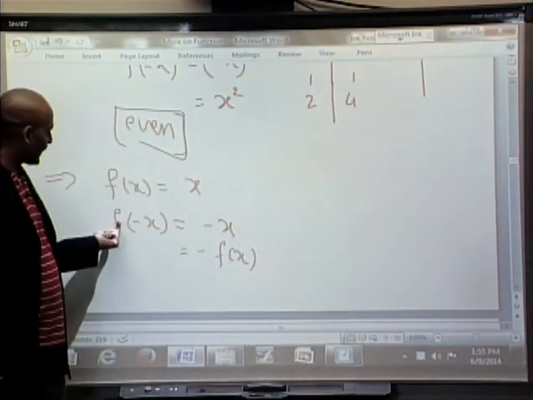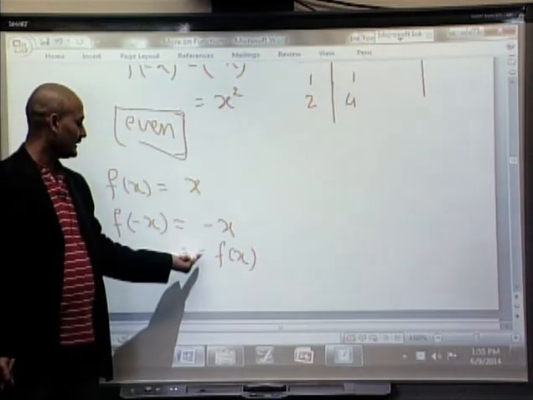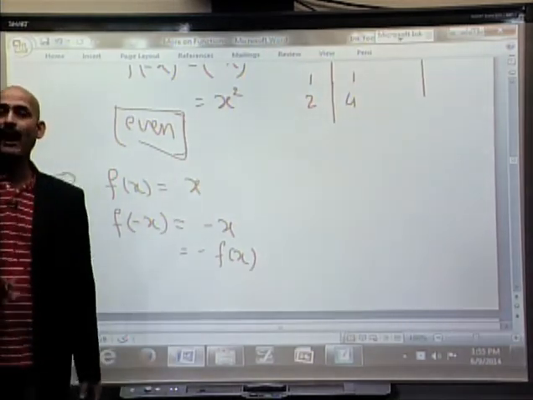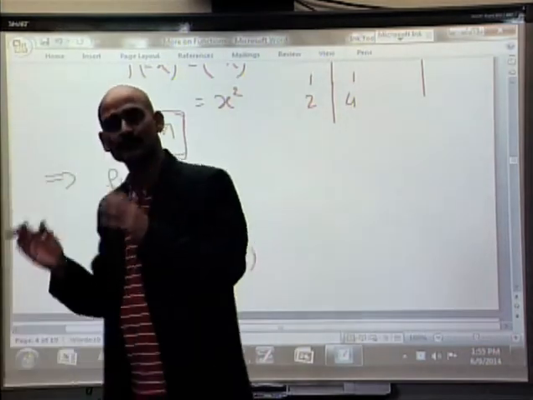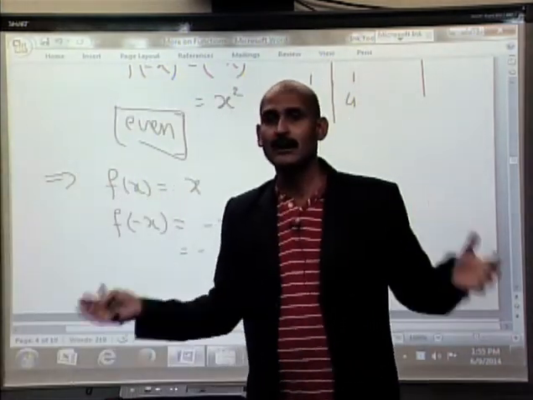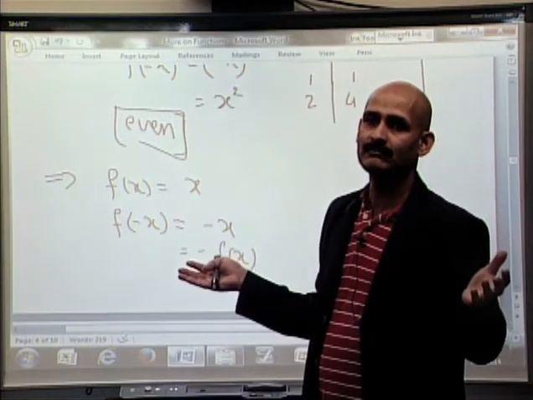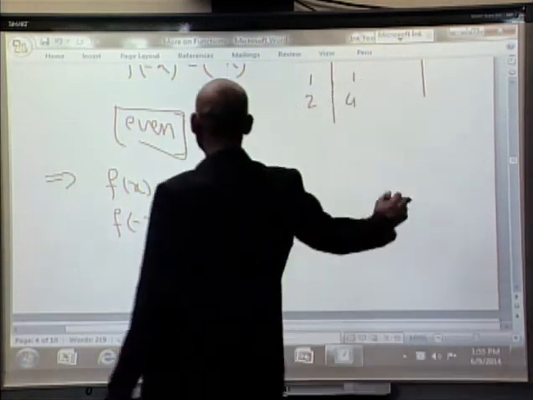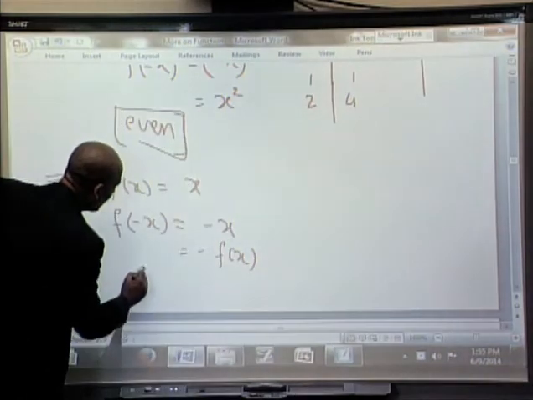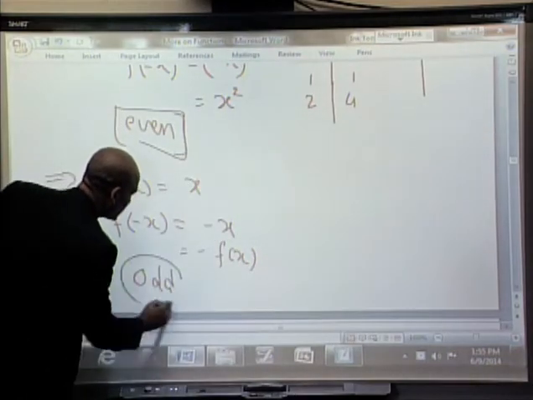So, what happened is when I replaced x by minus x, a minus sign came out of the formula of the function. Replacing x by minus x produces just a change in sign in the original function. If this happens for any function, we call it an odd function. So, this is an odd function.